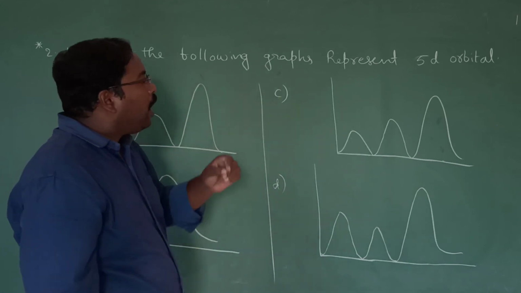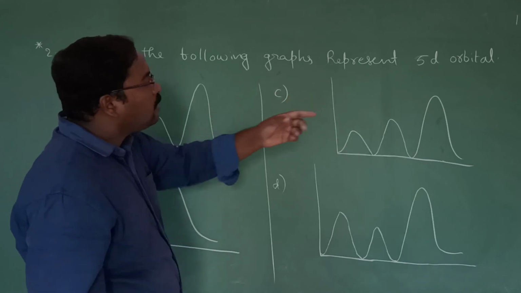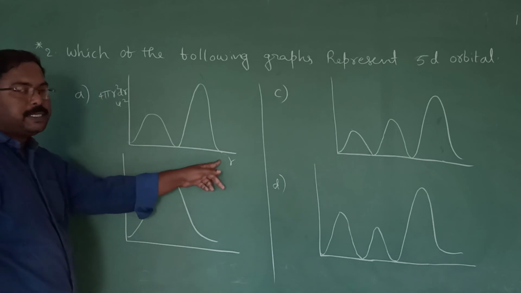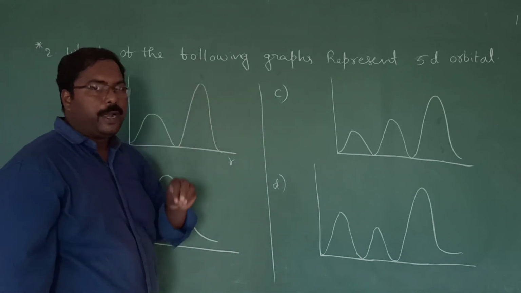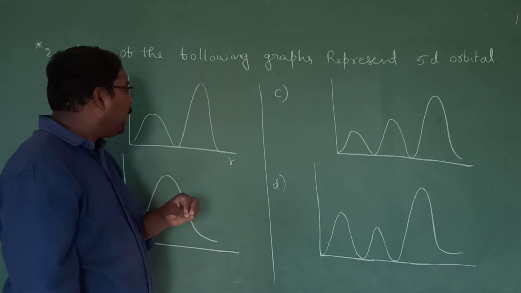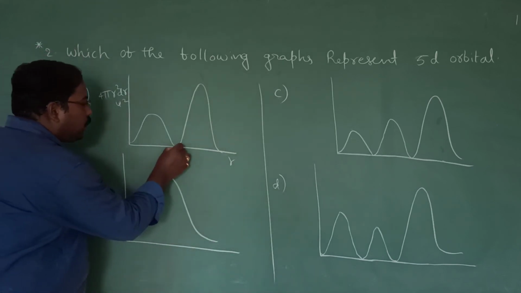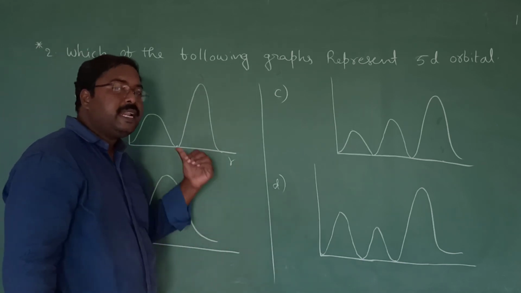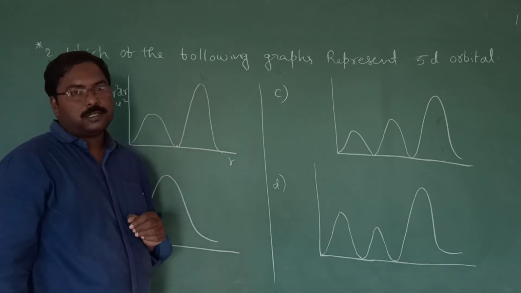How can we say we can answer this type of question? First of all, these graphs represent the probability of finding the electron, and the graph touches the x-axis. What I told you, that represents nodes, right?